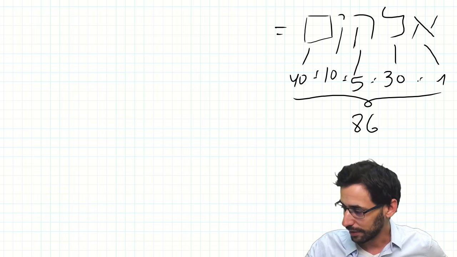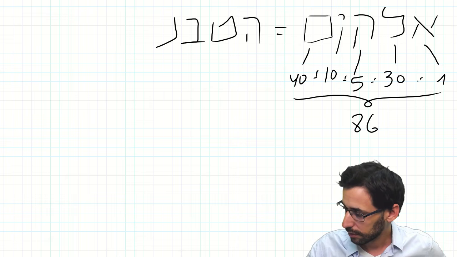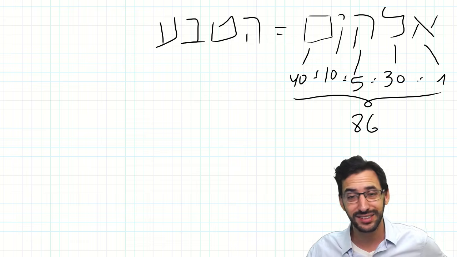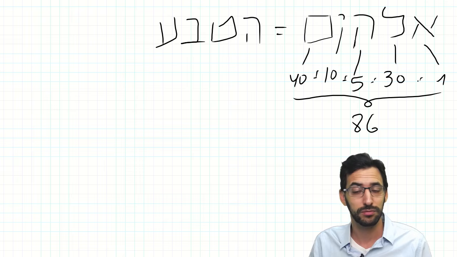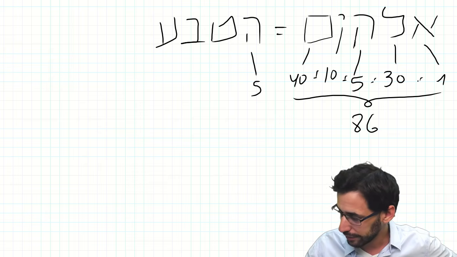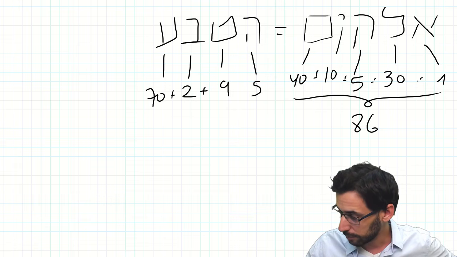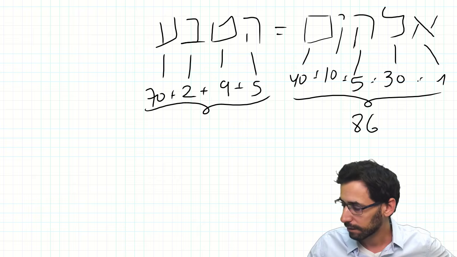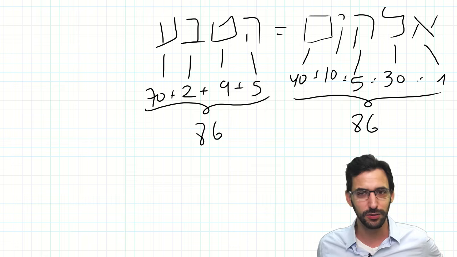Let's see what we have here. Let's look at the word hateva. It means nature in Hebrew, hateva, the nature, you could say. So hey equals 5, tet equals 9, bet equals 2, ayin equals 70. Who's quick on maths? You guessed it, 86.